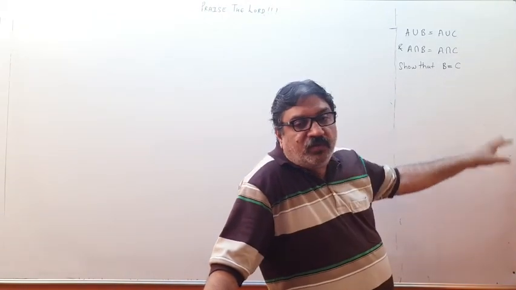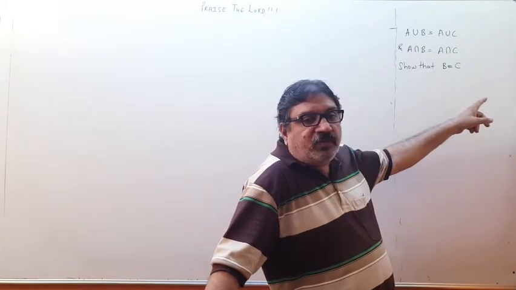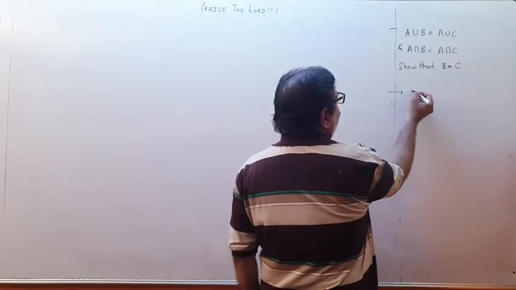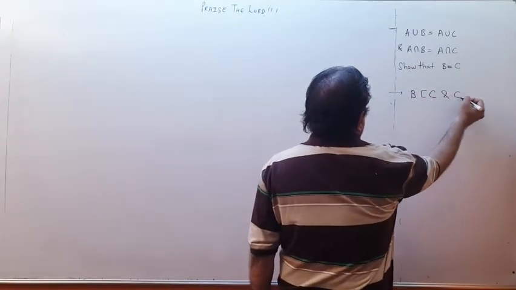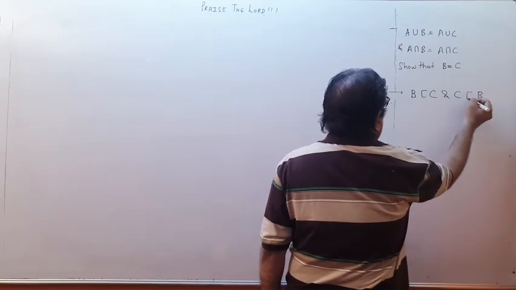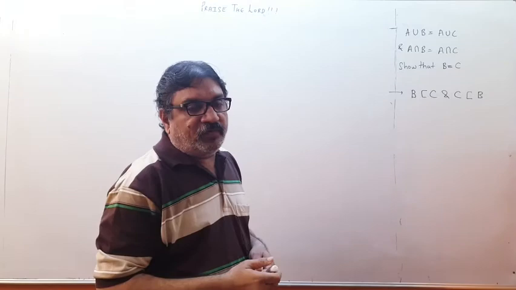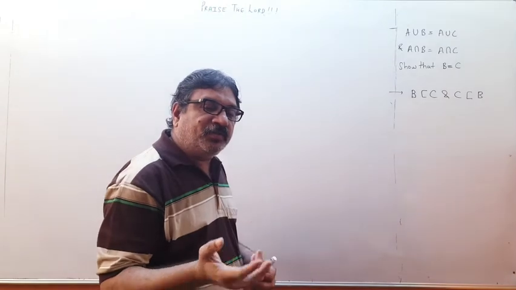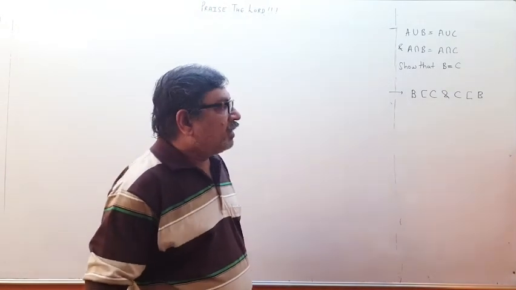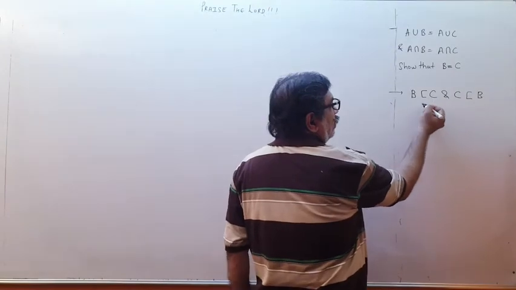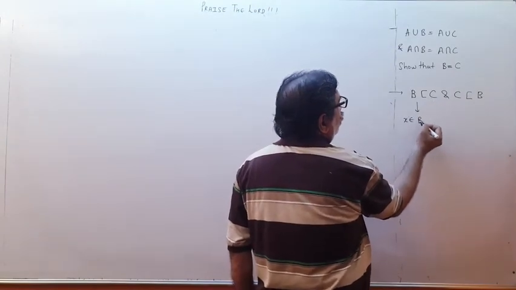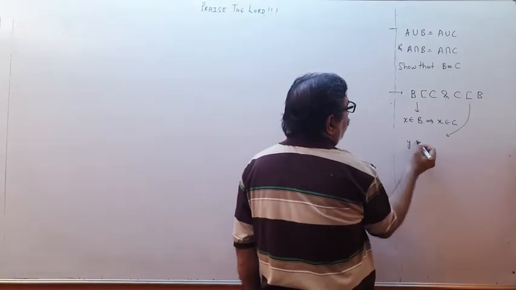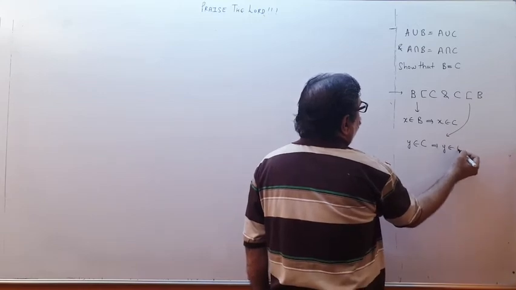If I want to prove B equal to C, I will prove that B is subset of C and C is subset of B. If I am able to prove that, understand the technique, then B will be equal to C. Always you will follow this technique to prove two sets to be equal. A should be subset of B and B should be subset of A, then only A and B will be equal. To prove B subset of C, assume X belongs to B and prove that X belongs to C. And to prove C subset of B, take Y belongs to C and prove that Y belongs to B.